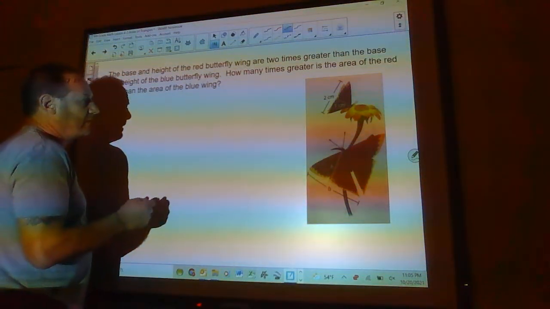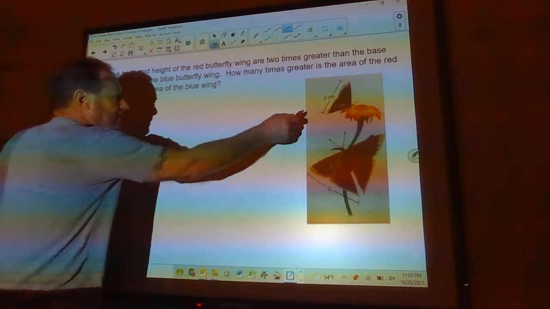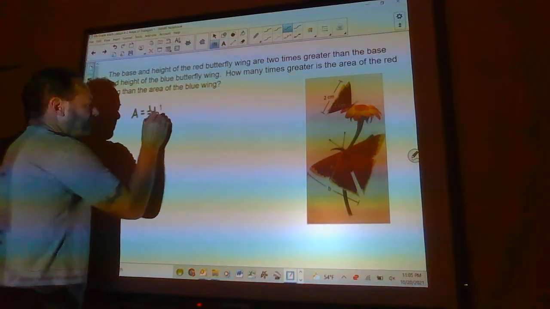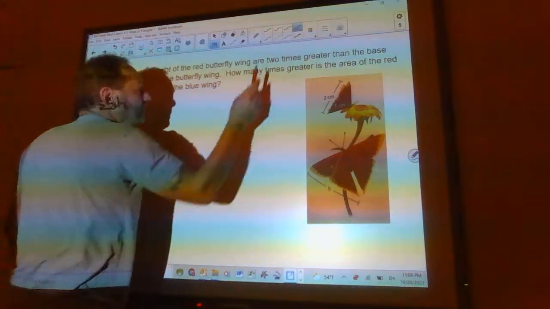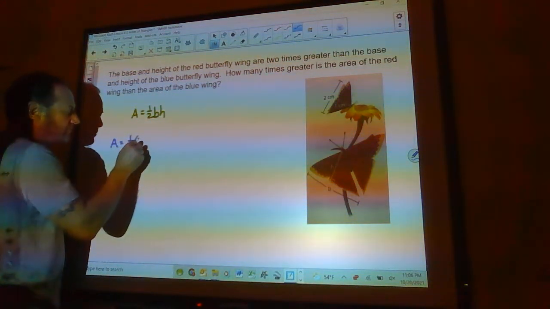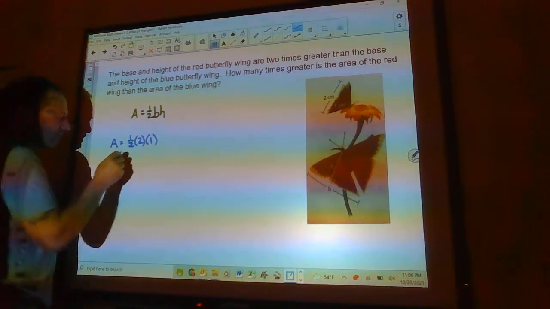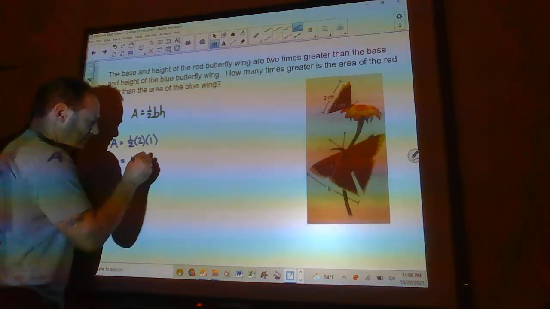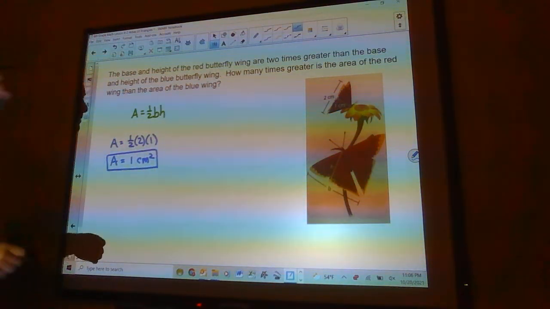Okay, so here's what I can do. I know that you can actually do this a couple ways. You can find the area of the small one. So remember, here's my formula, 1/2 the base times the height. The blue one is going to be 1/2 of 2 times 1, which 1/2 of 2 is 1, and 1 times 1 is 1. So that has an area of 1 square centimeter. For the blue one.